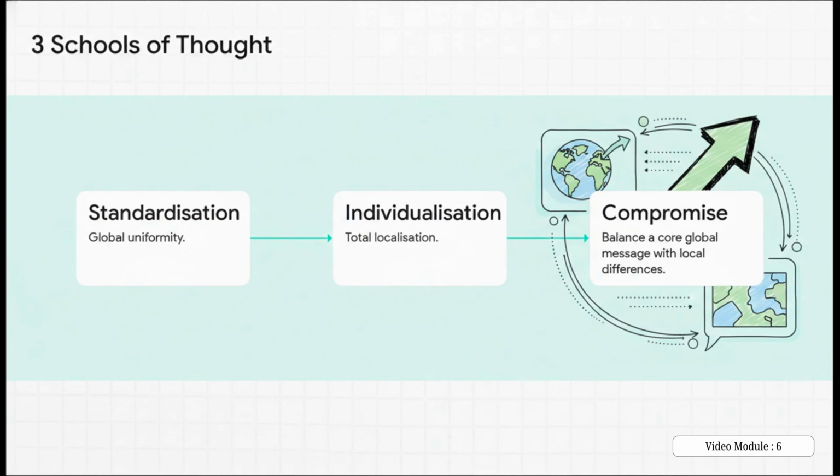And that's where the compromise school comes in. They argue for the best of both worlds. Keep a consistent global message for your brand, but let the local teams tweak it so it really connects with the culture.